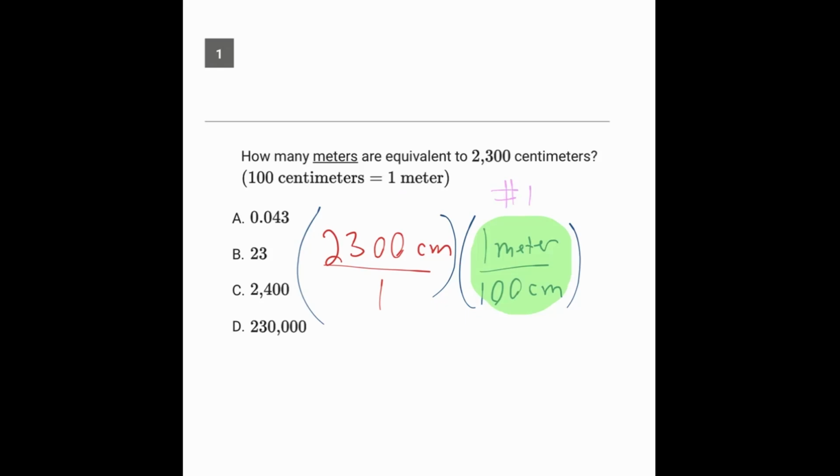So the theory behind this is that we're not changing the value, even though we are changing the appearance. Centimeters cancels with centimeters, leaving you with a certain number of meters. And that number is 2,300 on the top, 100 on the bottom. In other words, 2,300 divided by 100, which is 23, and so our answer here is B.